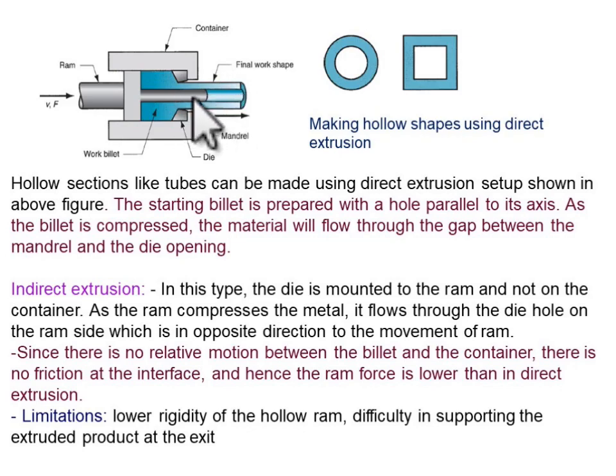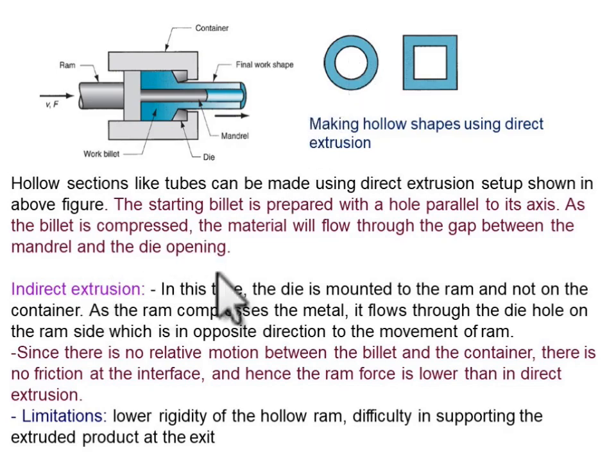So there is a very slight difference between normal extrusion and this extrusion for hollow shapes. We simply use a mandrel in between, over this ram. We use a normal mandrel, or you can say between the die we use a mandrel. So by using this mandrel, we can control the thickness of these hollow shapes.